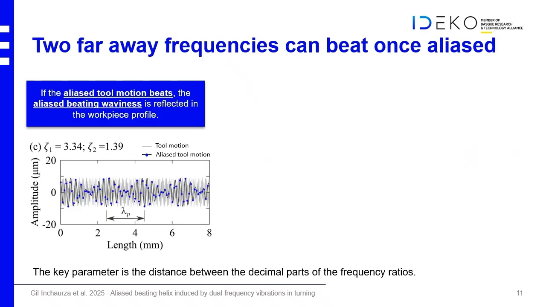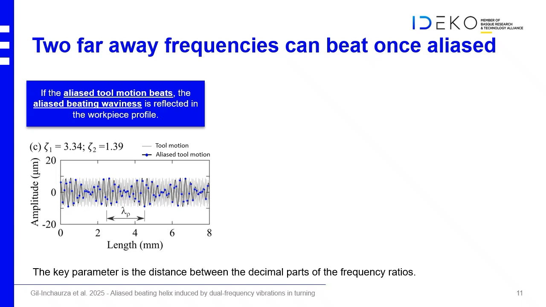Another important element to consider is that two faraway frequencies can beat once they are aliased, because what is important in the beating is not the distance between the frequencies themselves, but the distance between the decimal parts of those frequency ratios. Indeed, in this case, we have a decimal part of 0.34 and the other 0.39, so they are nearby each other, and we see clear beating on the aliased motion with this lambda p wavelength.